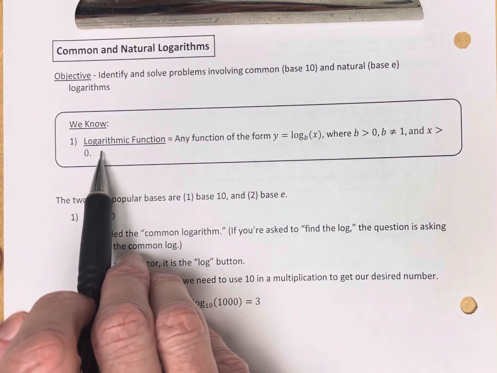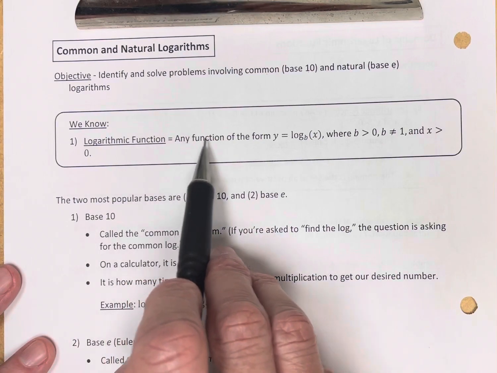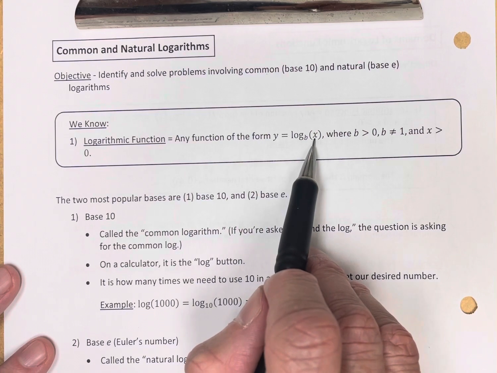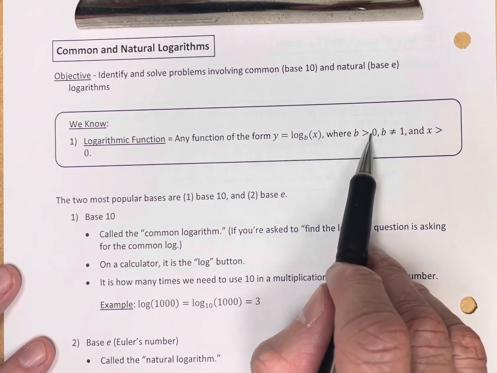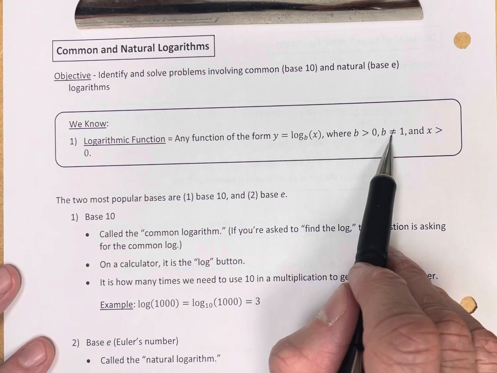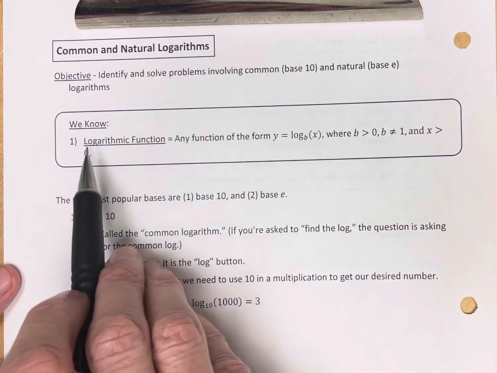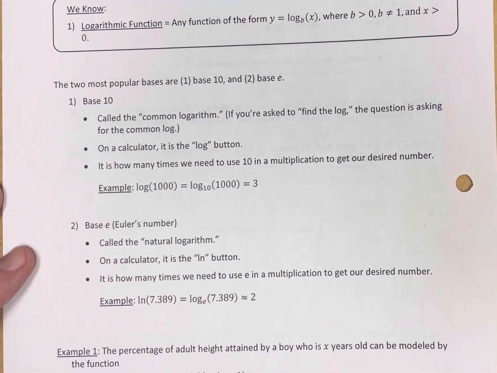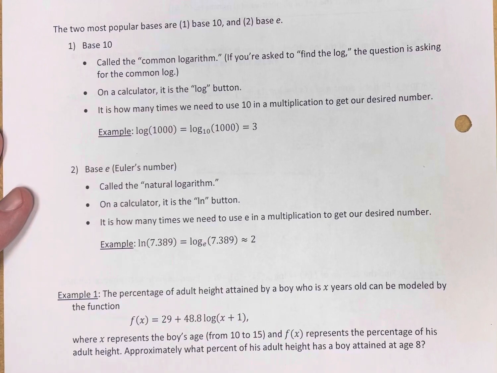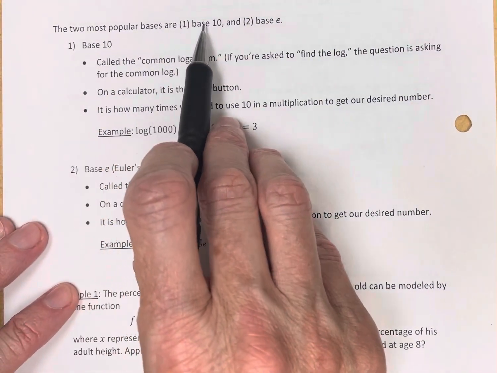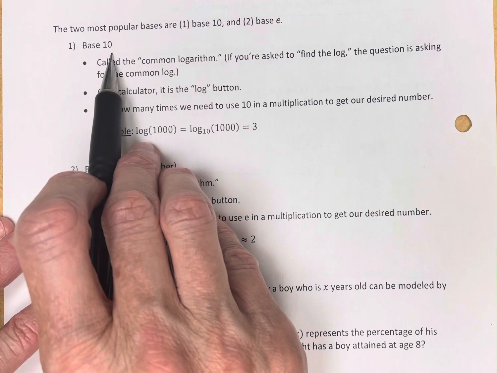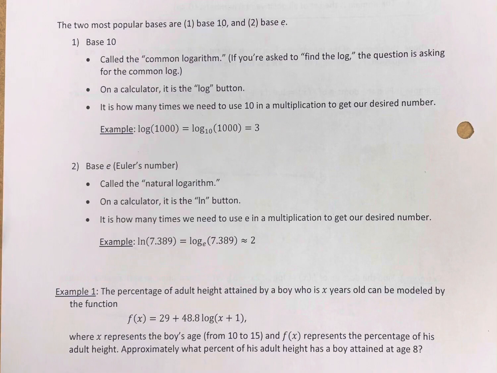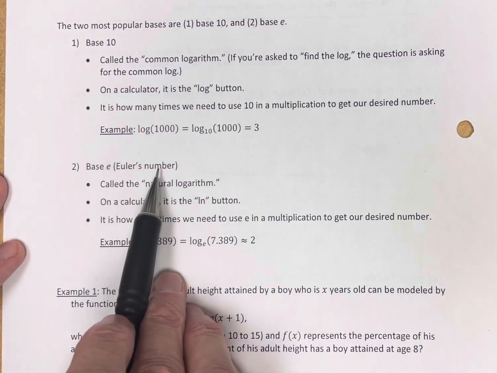So what do we know? We know what a logarithmic function is. It's any function of the form y equals log base b of x, the argument, where the base is positive but not equal to 1, and x, the argument piece, is also positive. As I've mentioned here and there, the two most popular bases are 1, base 10, which we'll talk about here, and 2, base e, which we will speak to down here.